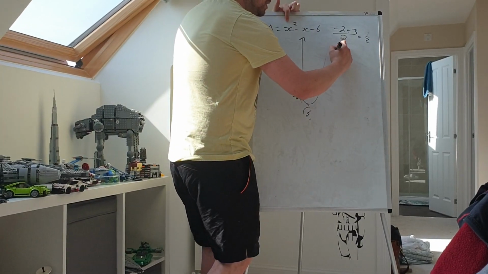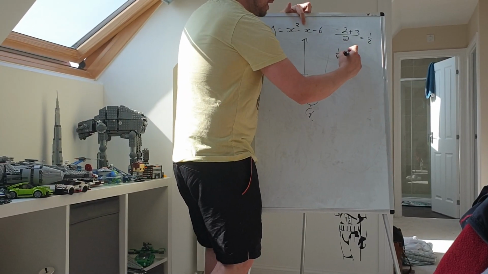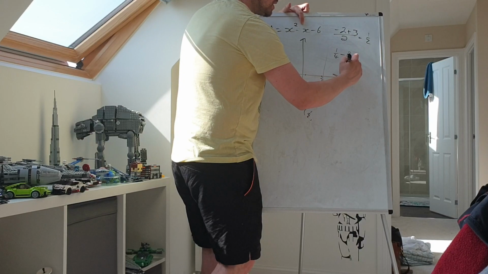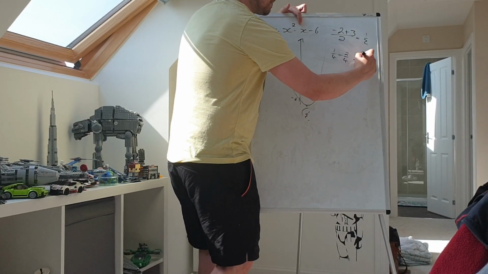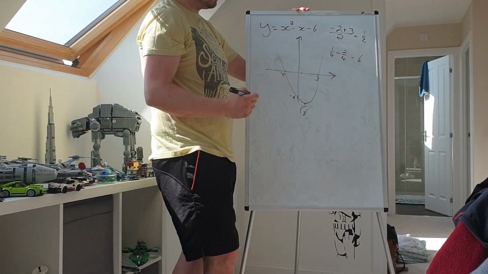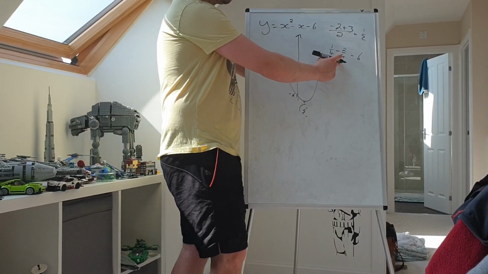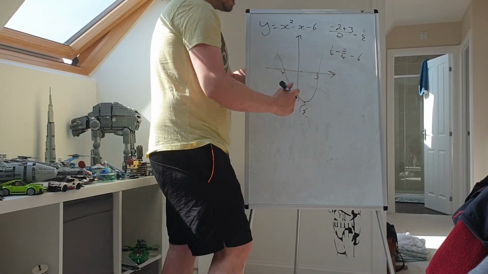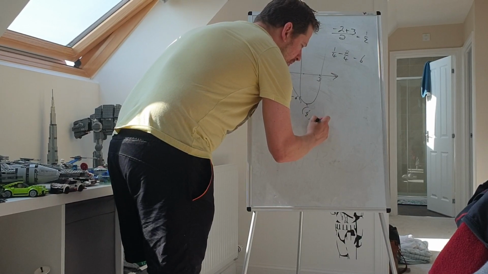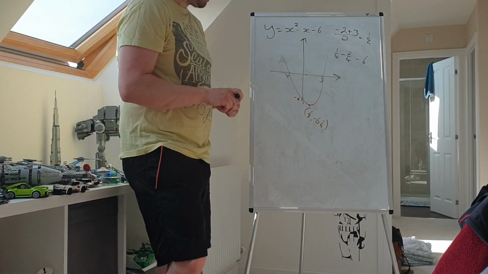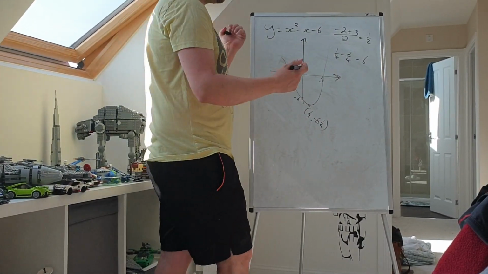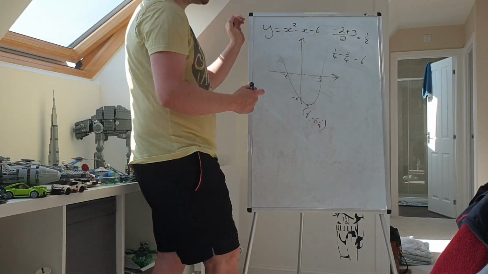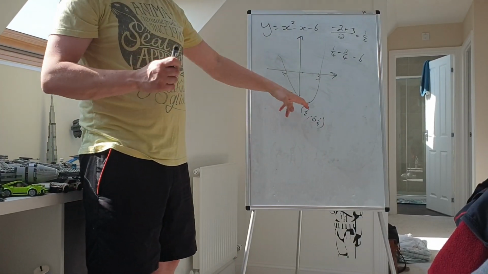So that's a half squared, which is a quarter, minus a half, so that's minus 2 quarters, minus 6. So a quarter minus 2 quarters is going to be minus a quarter. Take away 6 is going to be minus 6 and 1 quarter, or minus 25 over 4. So that's it, that's the minimum point.